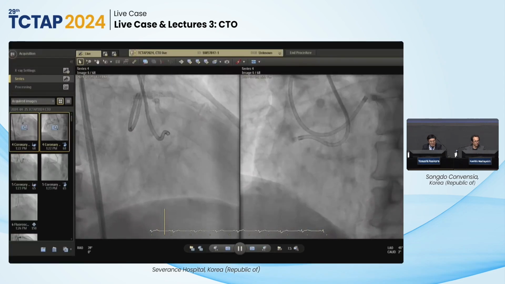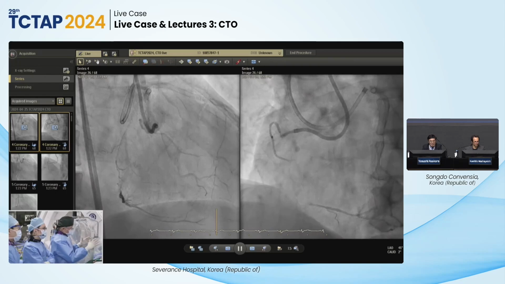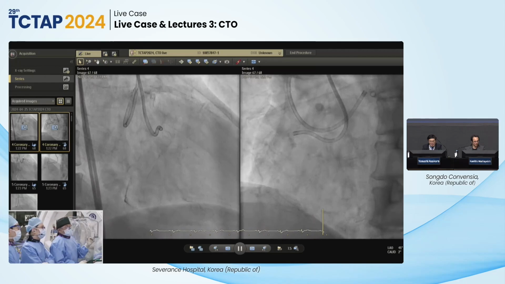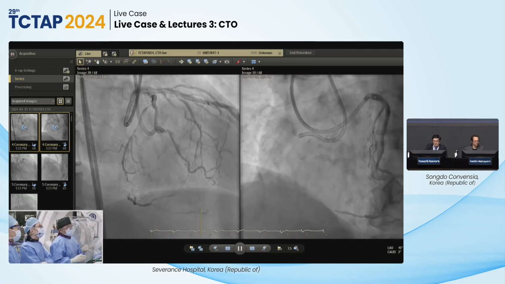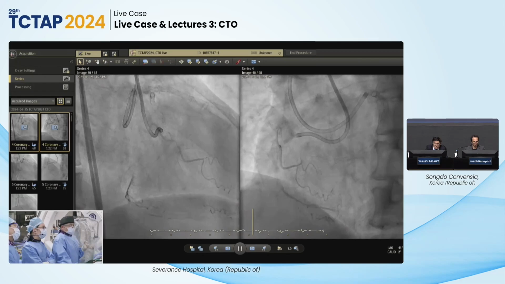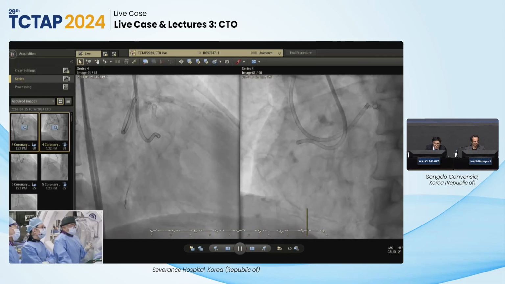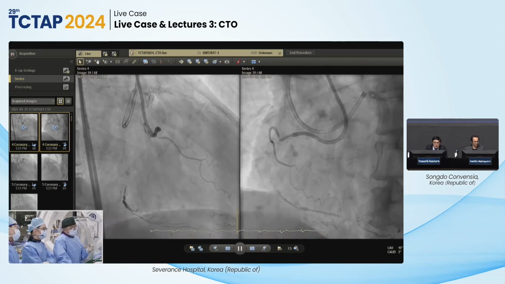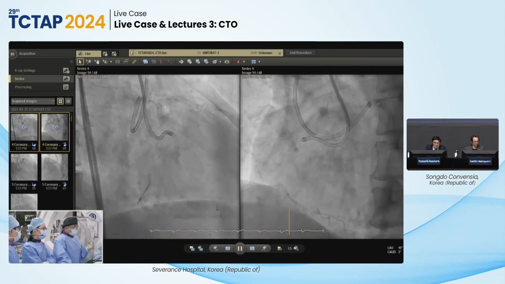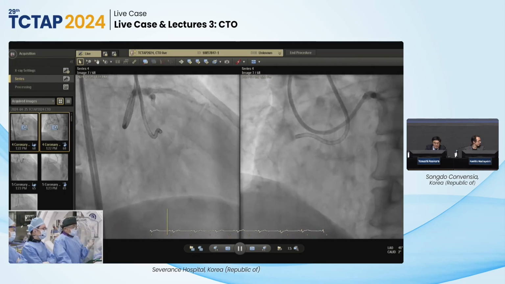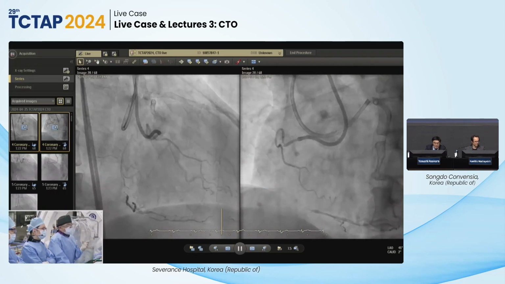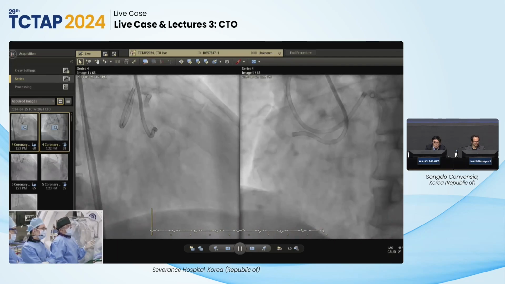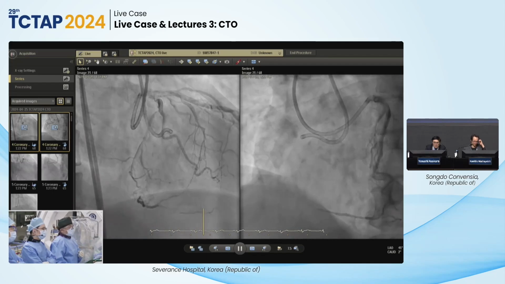Okay. Today I prepared the case as a bifemoral approach with a 7-French guiding catheter. Basically, from the initial angiogram and also the CT scan, we thought the CTO length was not so long. Previously, the 3 stents are all patent. However, today the CTO length was not so short. So what do you think?